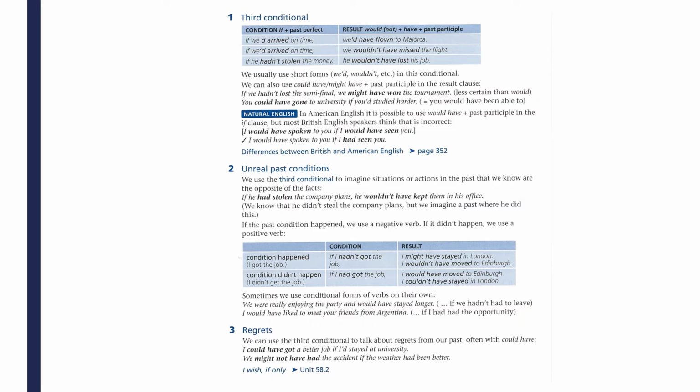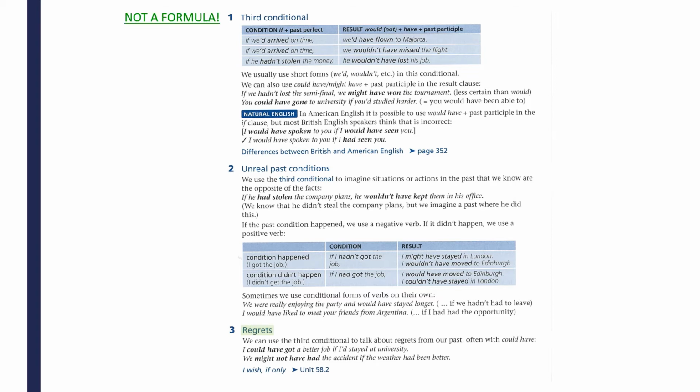On this page, we see 3 sections about the third conditional. If you look at the bottom of the page, you will see that the third conditional can be used to talk about regrets, which are things we wish would be different in the past. That's exactly the kind of thing we can also describe with the expressions I wish or if only, as we've discussed before. Now let's move back up to the first section and look at the structure of the third conditional.